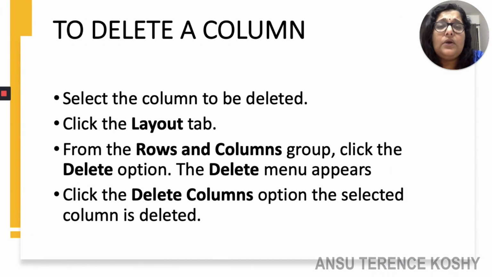To delete a column, select the column to be deleted. You have to select the whole thing that you want to delete. Then go to the Layout tab. Again in the Rows and Columns group, you can find the Delete option. The Delete menu appears. Click the Delete Columns option and the selected column is deleted. So it's a very simple process.